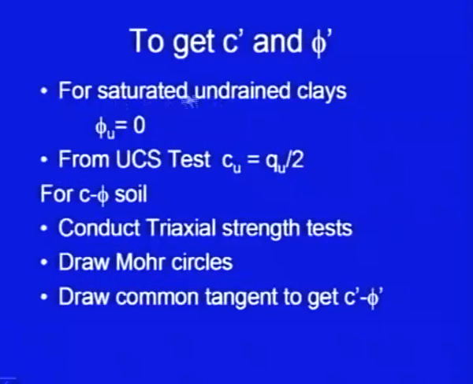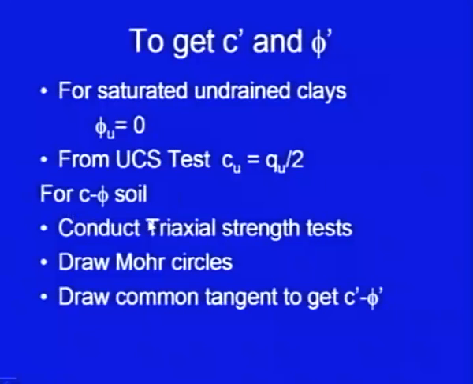Now, these parameters c dash and phi dash are very important parameters. You will need them in the analysis. How to get them? If the soil is undrained clay and it is saturated, normally in analysis we can take phi u to be equal to 0, and from the unconfined compression test, the parameter c u can be taken equal to UCS, the uniaxial unconfined compressive strength, divided by 2. So, c u directly you can take equal to UCS by 2.